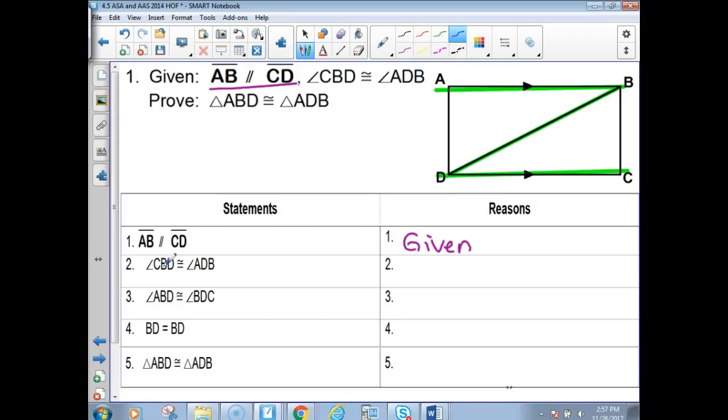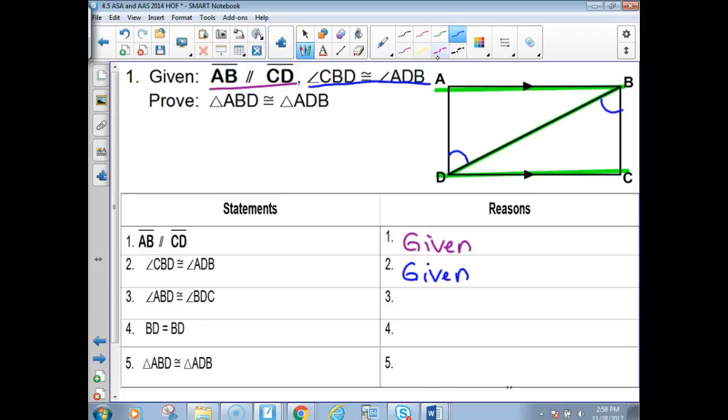Now it says angle CBD, and that's another given. If I've got to find it, CBD is up here, is congruent to angle ADB. Now that has nothing to do with my green lines because these aren't highlighted here and here. So that's just simply something that they gave us, given.